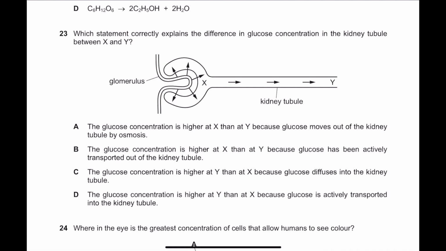Number 23. Which statement correctly explains the difference in concentration of glucose in the kidney tubule between X and Y? Okay, if you look at X here and Y here, in between there's kidney tubule. So the kidney tubule reabsorbs what is needed for the body, and our body loves glucose.